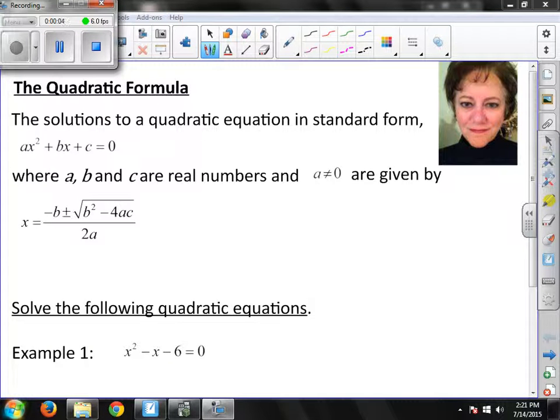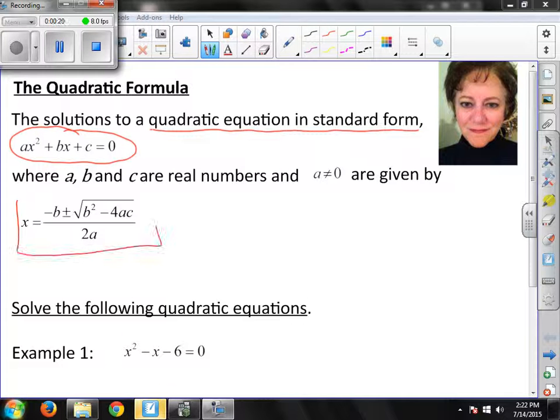Today we're going to be talking about the quadratic formula. We can take any quadratic equation in standard form, a times x squared plus bx plus c equals 0, and always solve the equation by using the quadratic formula. The quadratic formula says that your variable will be equal to negative b plus or minus the square root of b squared minus 4ac, all that divided by 2 times a.